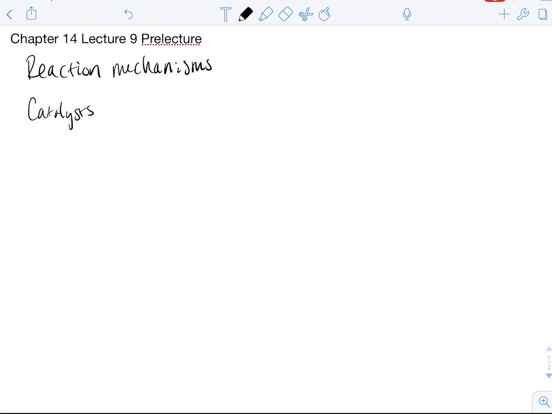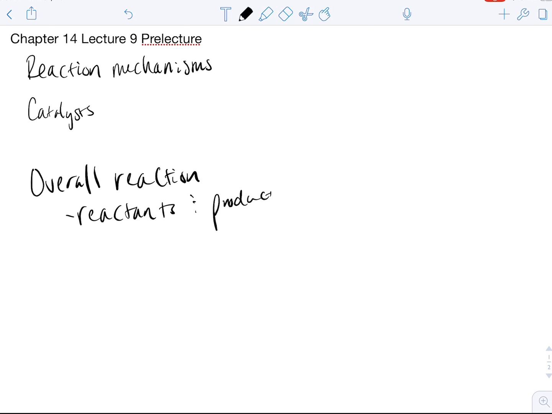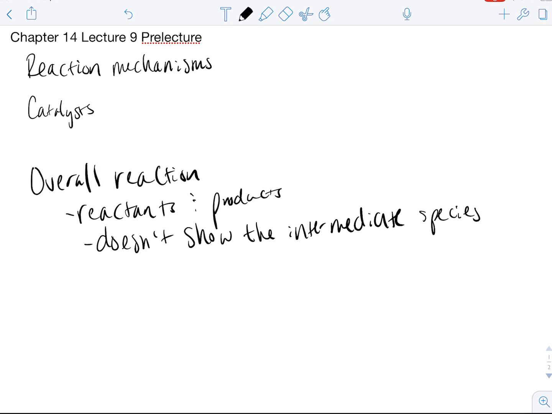When we talk about a reaction, we almost always talk about it in terms of an overall reaction. An overall reaction is reactants and products, and doesn't show what's going on in the middle of the reaction. So it doesn't show the transition states or intermediates, any intermediate species, and it doesn't show how our catalyst is included in a reaction if we have one.